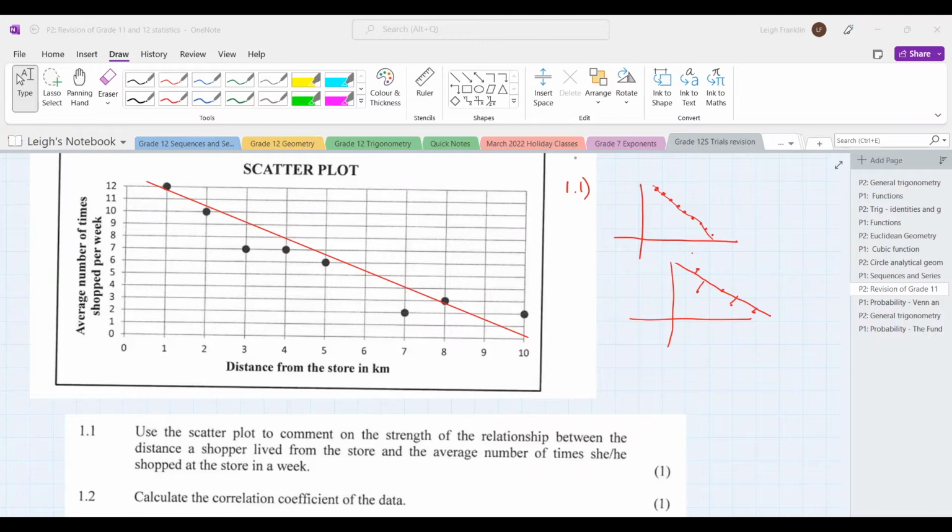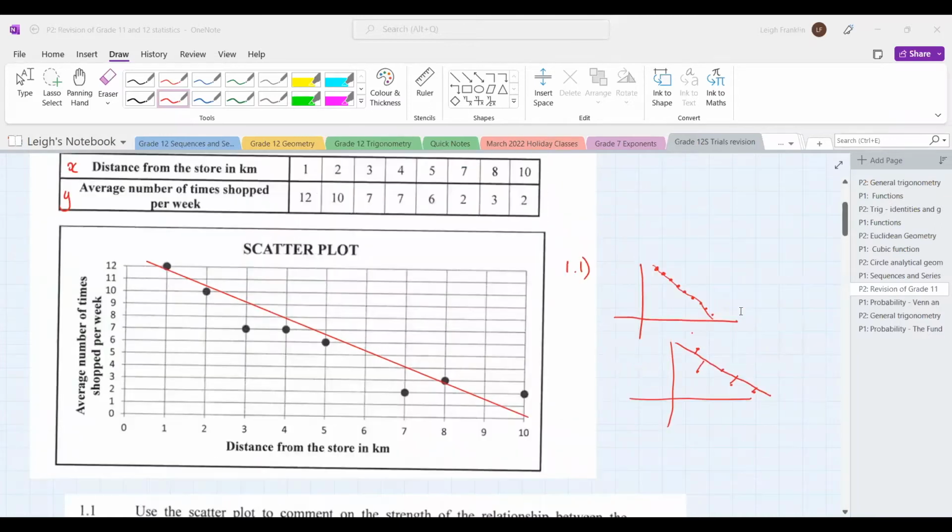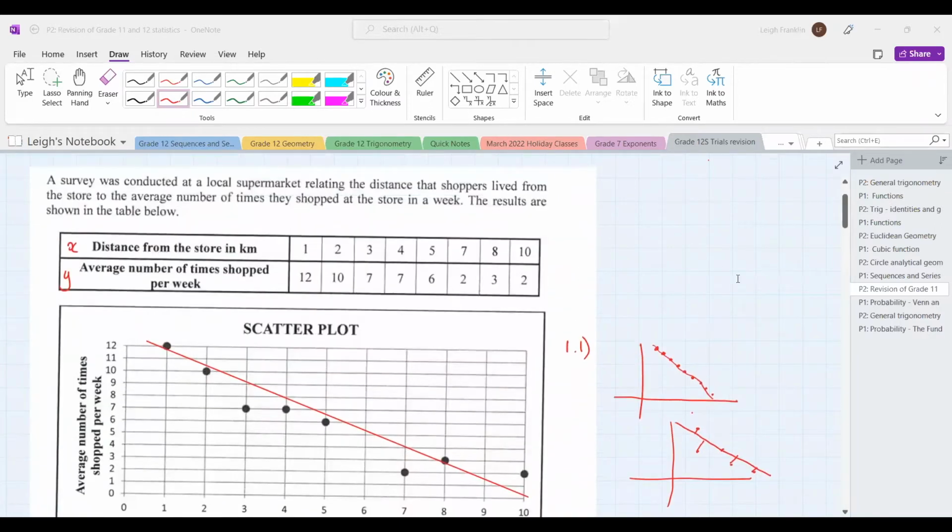So there's definitely a correlation, but maybe what we could do here is use the word moderate to strong. You think it's strong. Okay, well, let's calculate the correlation coefficient and see if we're correct. Okay, so now you need your calculators for this. Do you all have the calculators?